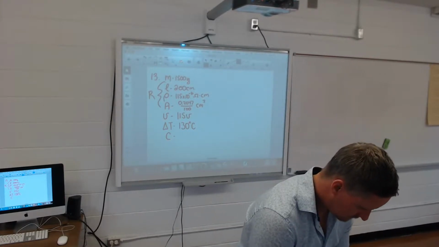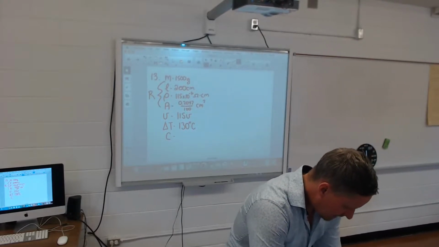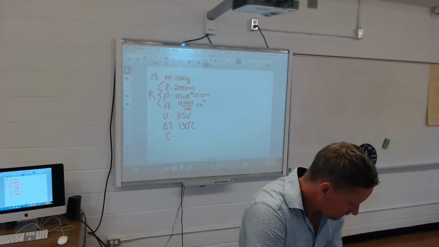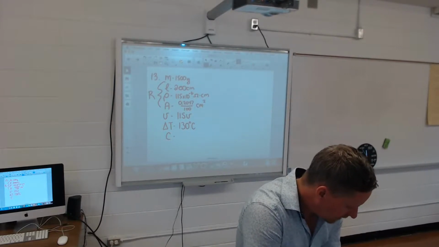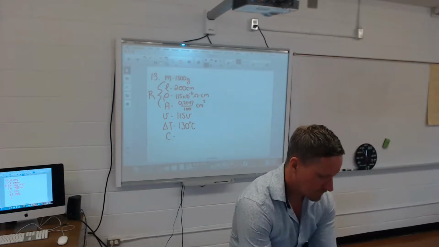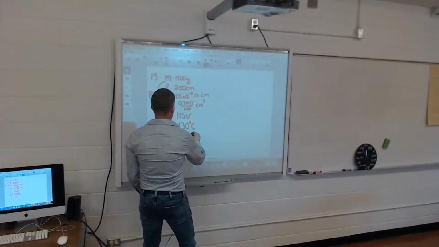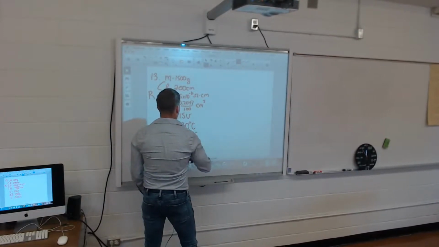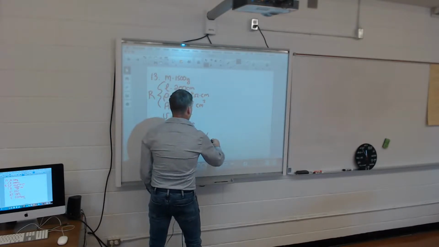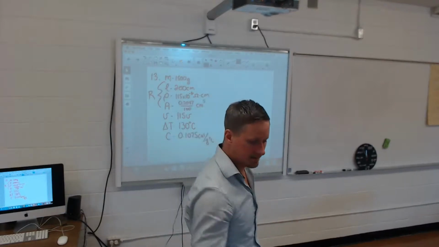Not the melting point. No, specific heat constant. So look at page 674 and your heat constants. It's 0.1075. That's right. So this is 0.1075, and that's calories per gram degree Celsius.